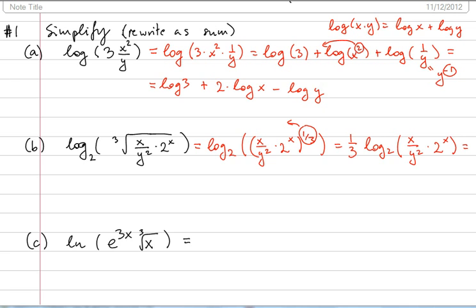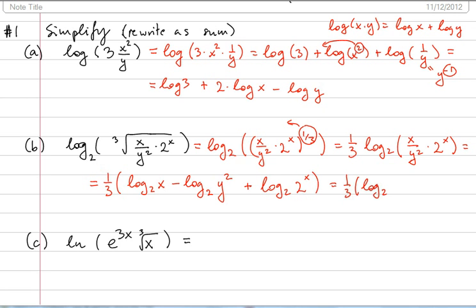Then I use the property that logarithm turns products into sums and quotients into differences, so I'll have 1/3 that multiplies log base 2 of x minus log base 2 of y squared plus log base 2 of 2 to the x. Now I have minus here because y squared was in the denominator. And now I'll work on each of these three pieces separately. There's nothing I can do with log base 2 of x. I leave that one as it is.